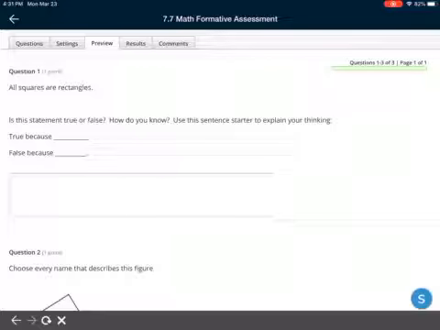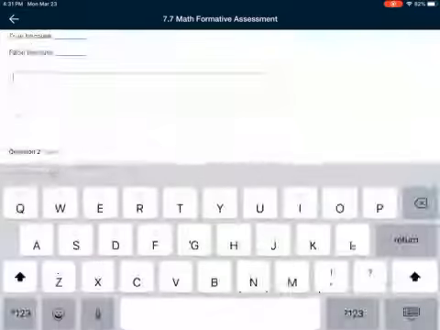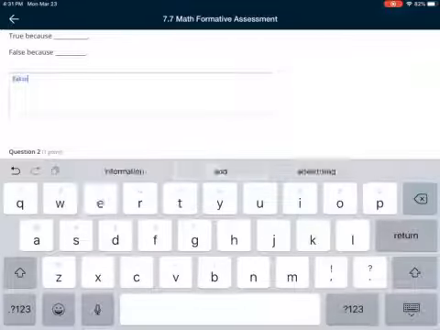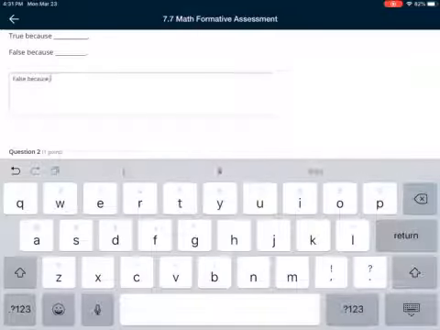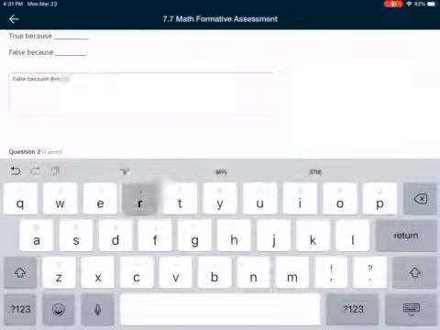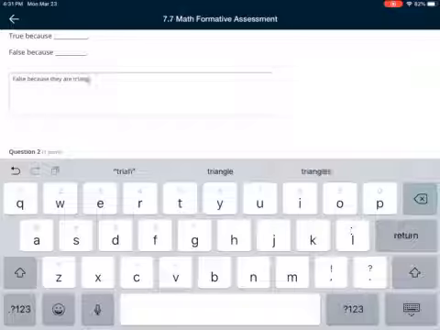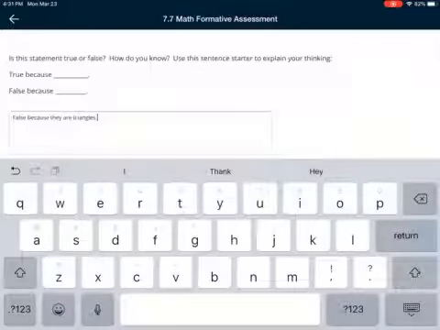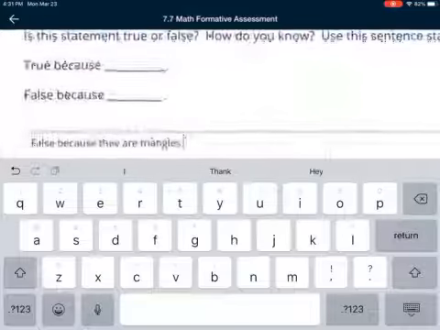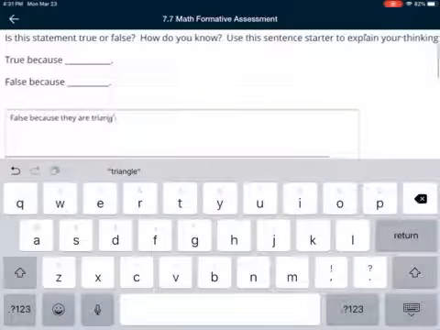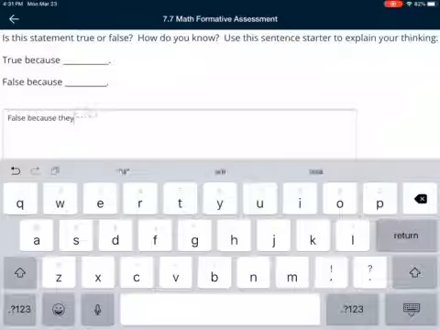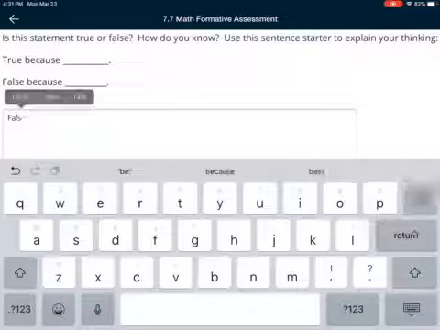So what you have to answer is, is this statement true or false? How do you know? Use this sentence starter to explain your thinking. Well, it's true because, or it's false because. So if you think the answer is false, you'll write false because they are triangles. Now, that answer doesn't really make any sense for this, but I'm just giving you an example. You are going to use one of those sentence starters there to write your answer. So, are all squares rectangles? And how do you know?